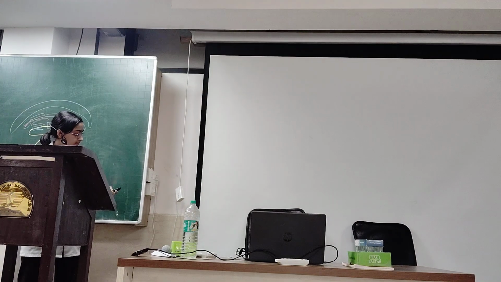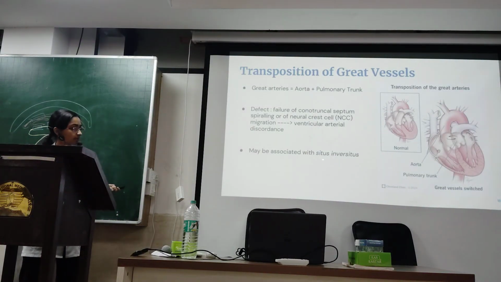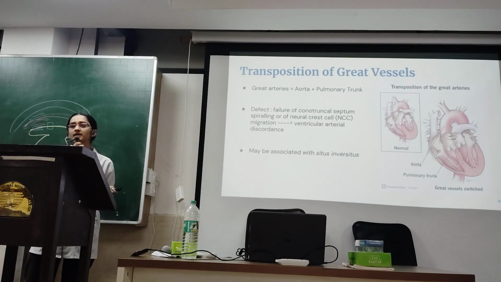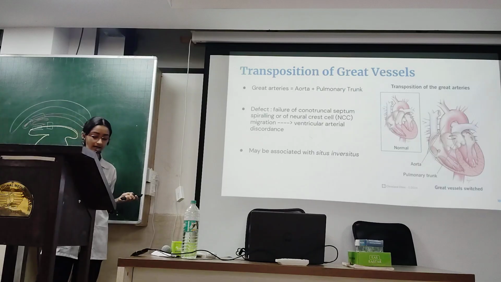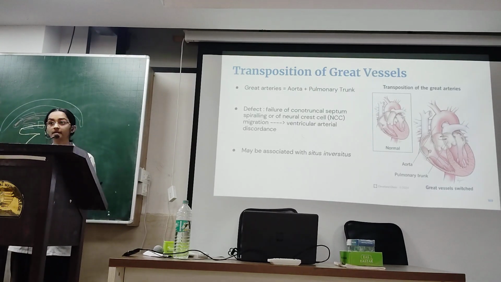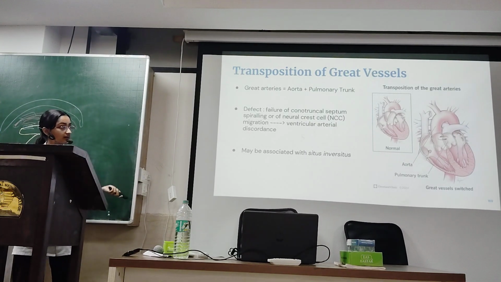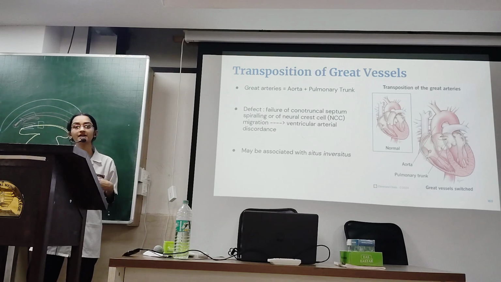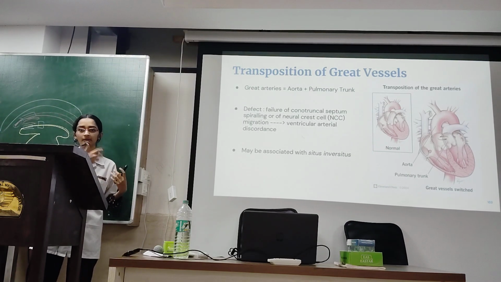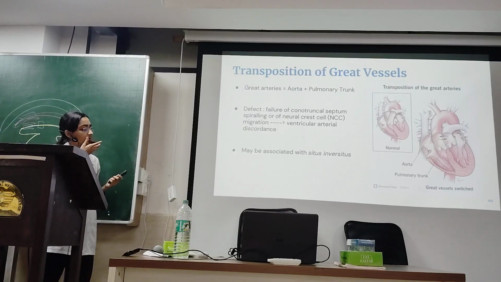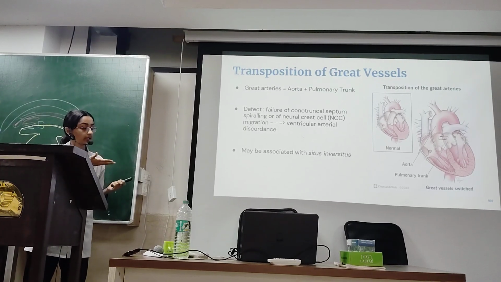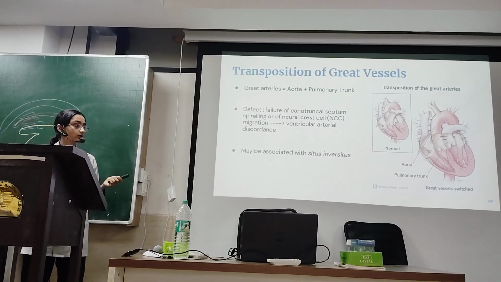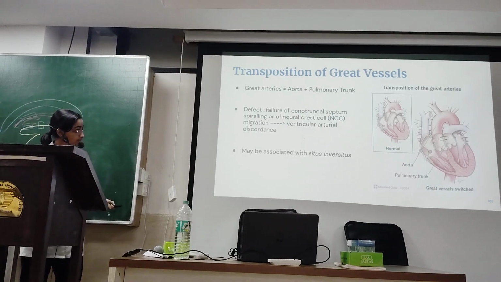This condition may also be associated with situs inversus, which is where the laterality which is maintained throughout your body with respect to the organs and the way that they develop is reversed. So your liver, instead of developing on the right side, will develop on the left side, and the apex of the heart, which has to be present towards the left side, will now be towards the right side, and so on and so forth.